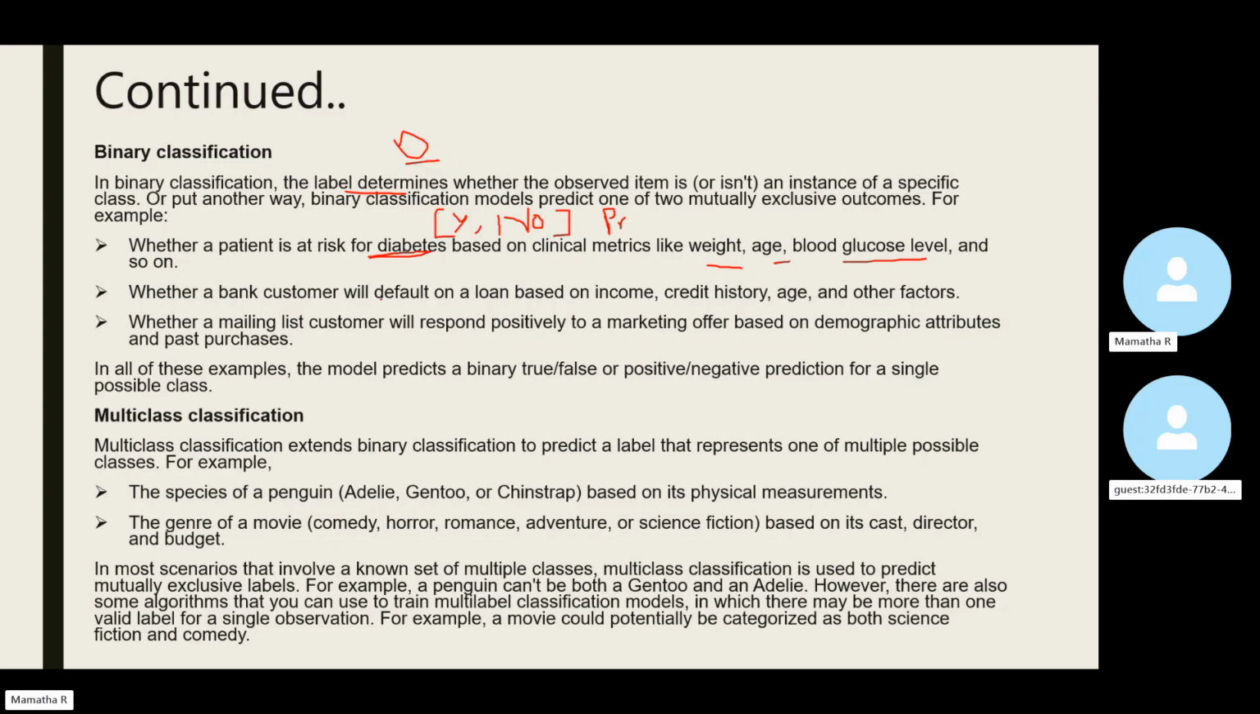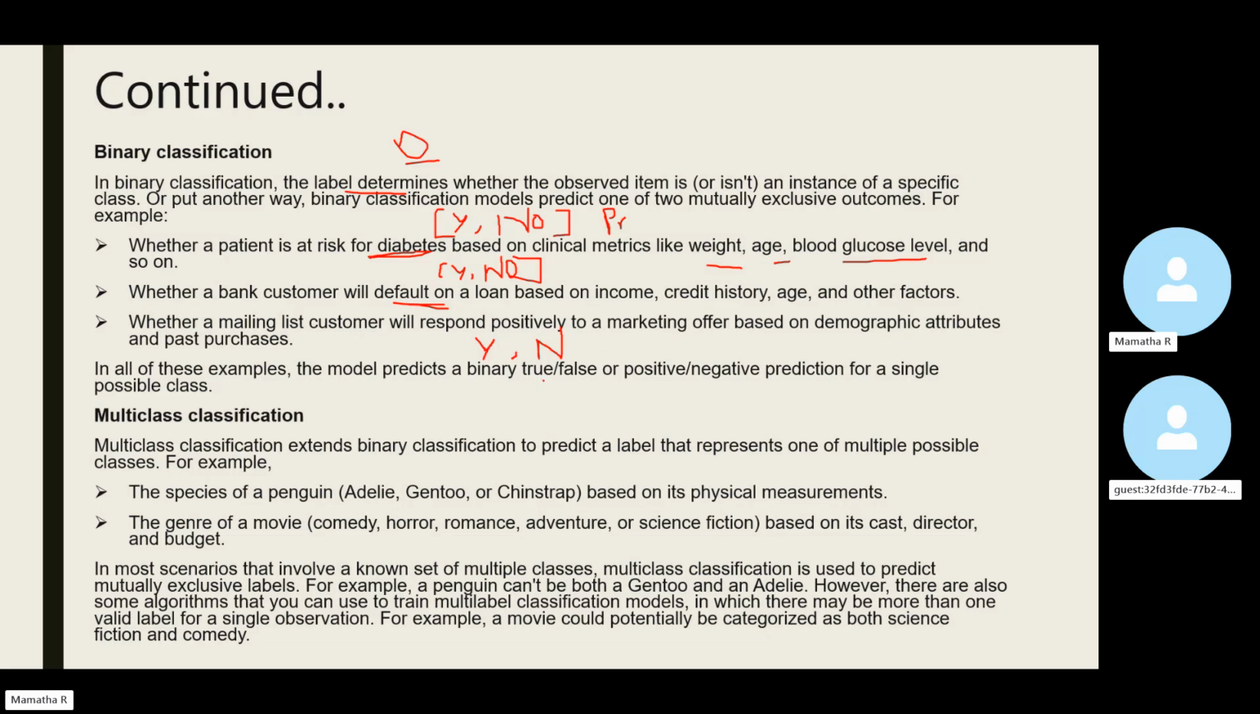Also, whether a bank customer will default on a loan based on income or not, whether he is going to get a loan or not. This is also in the form of yes or no. And whether a mailing list customer will respond positively to a marketing offer based on demographic attributes and past purchases. Here also my outcome should be in the form of yes and no. Based on the observed values, it is going to give a specific response, whether the condition is true or false.